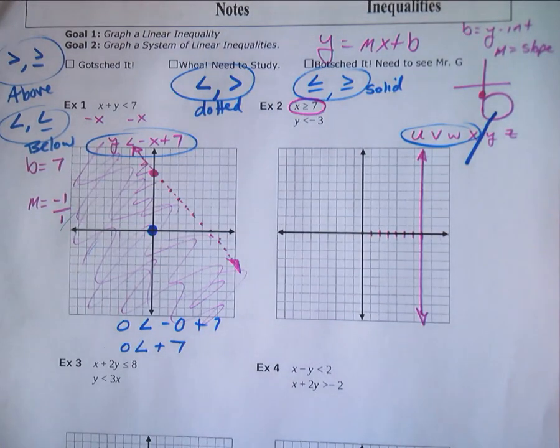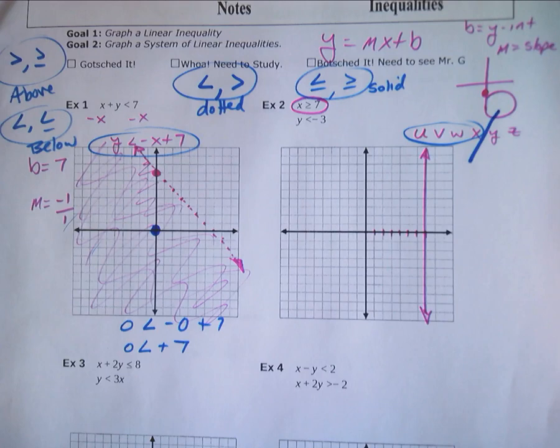Shade up or down, that doesn't make sense. I have to shade left or right. So this is kind of like what we just did with the number line. If x is greater than 7, which way do I shade? Do I shade on the right-hand side or the left-hand side? If x is greater than 7, where are those numbers?